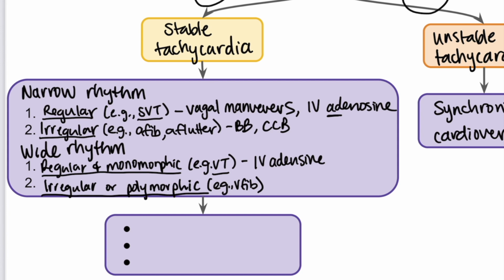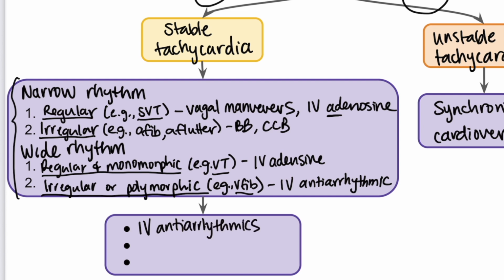Lastly, irregular or polymorphic tachycardias could be VFib. And in this case, we would want to treat with an IV antiarrhythmic. These medications can include amiodarone, for example, and if there seems to be a component of torsades, you would also want to include magnesium. If your first-line interventions for any of these does not get the patient back to a normal sinus rhythm, then you'll want to try IV antiarrhythmics.